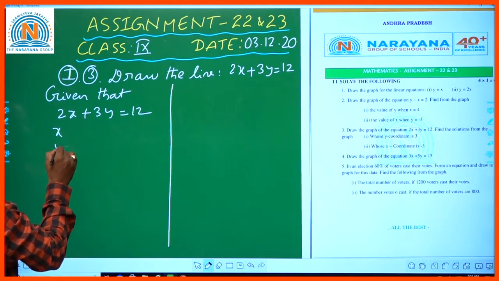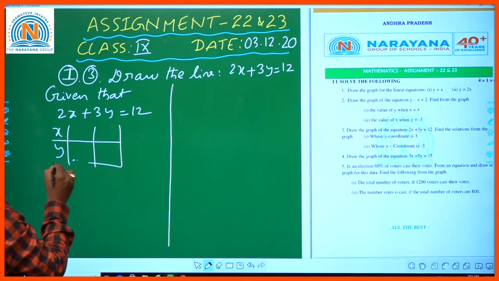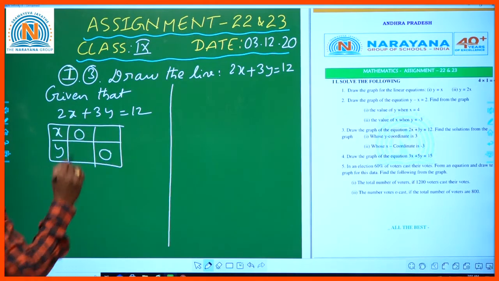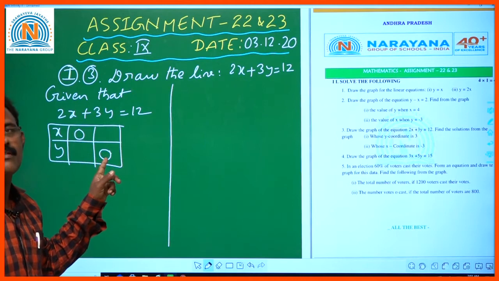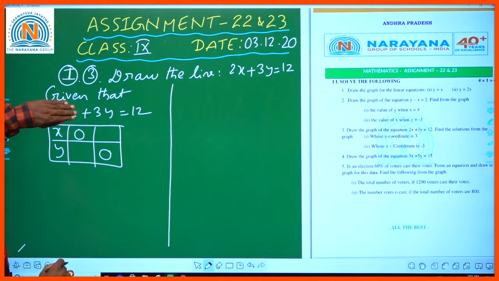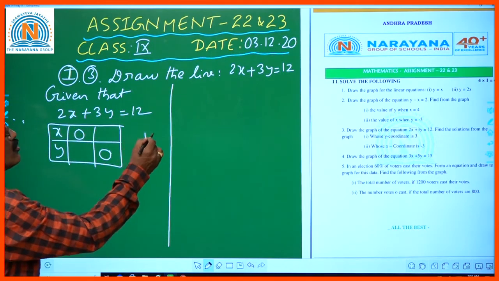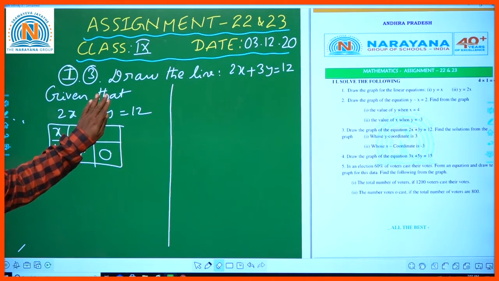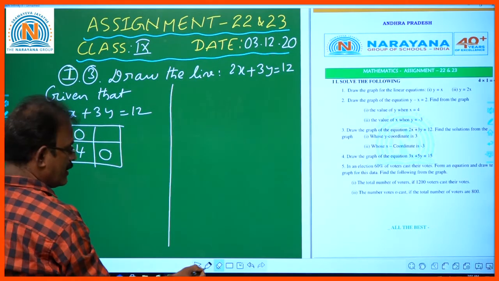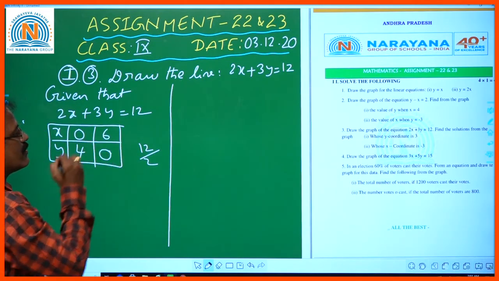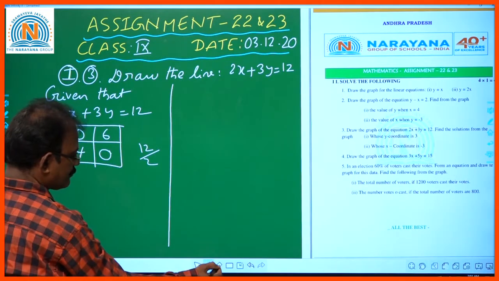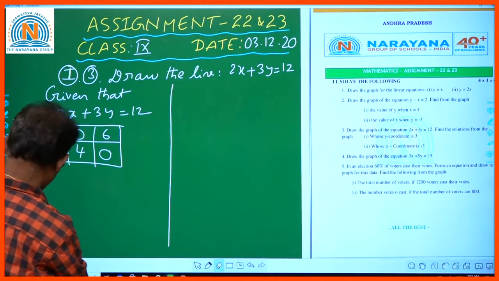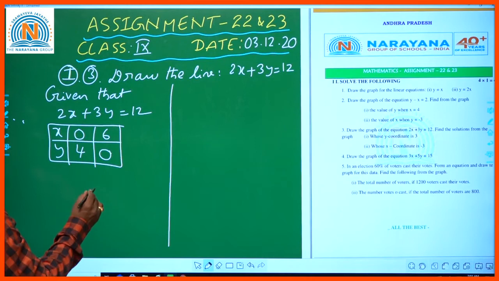Now as I said, take x as 0 once, y as 0 once. If x is equal to 0, then the x term disappears. Then 3y is equal to 12, y is equal to 12 by 3, 4. Next, when y is equal to 0, the y term disappears. Then 2x is equal to 12, x is equal to 12 by 2, then x is equal to 6. Now, draw the line.